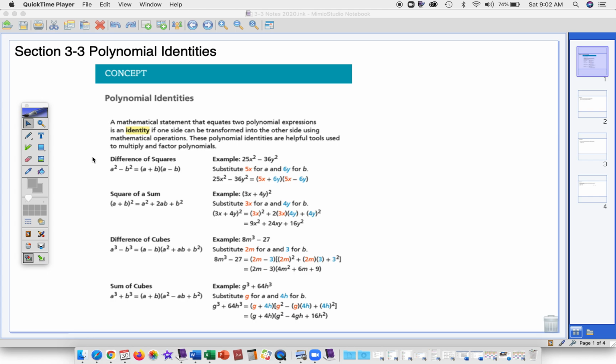Okay, a lot of this is review, but it's going to be problems that look a lot more complicated than what you've seen in the past.